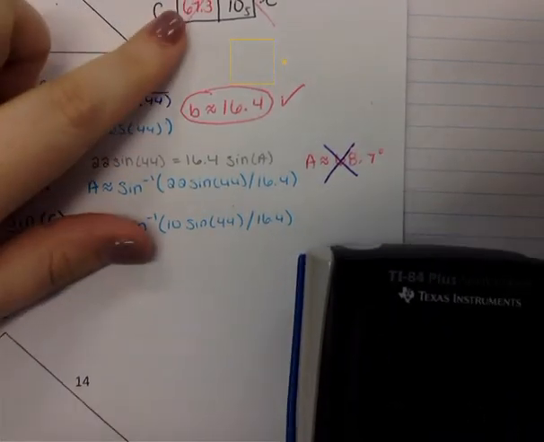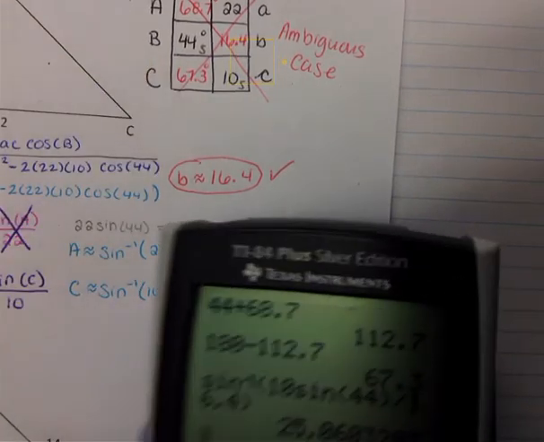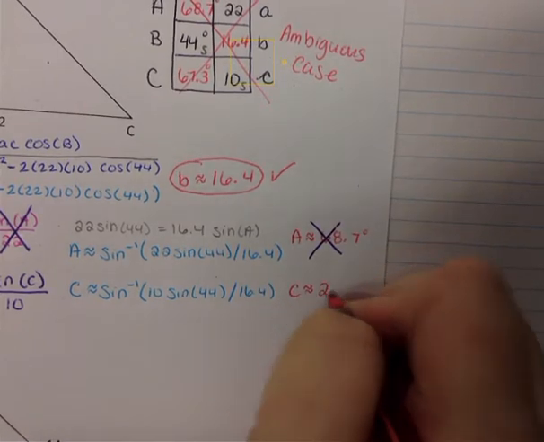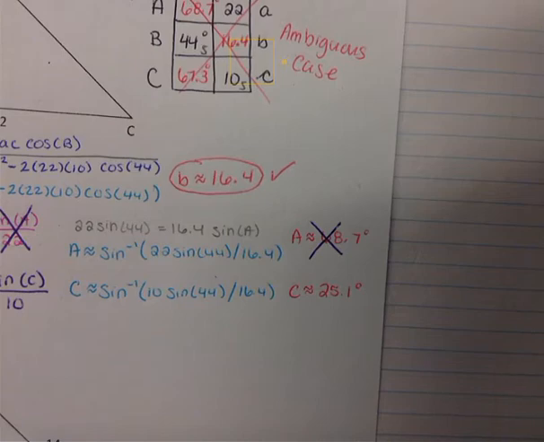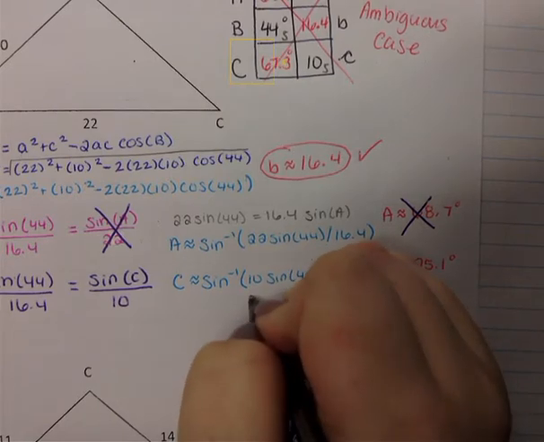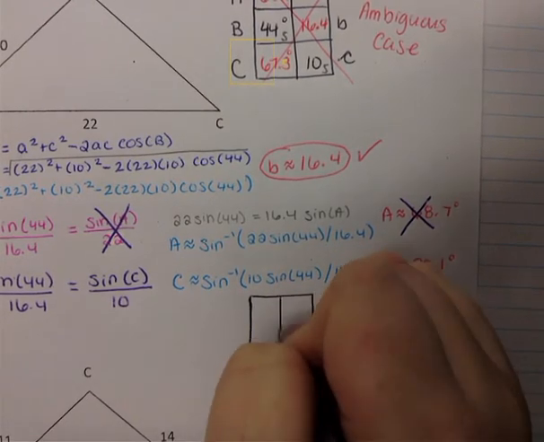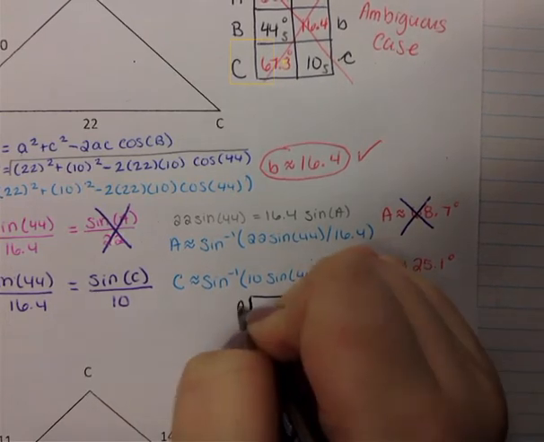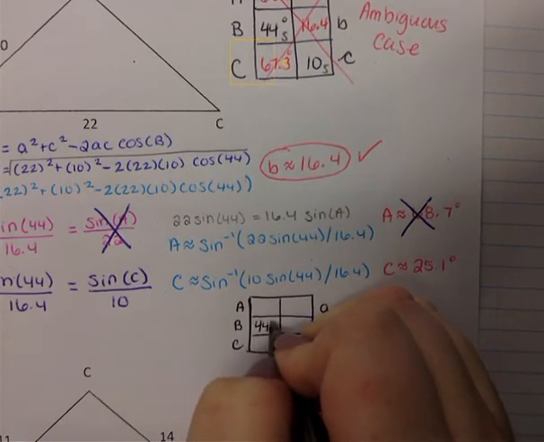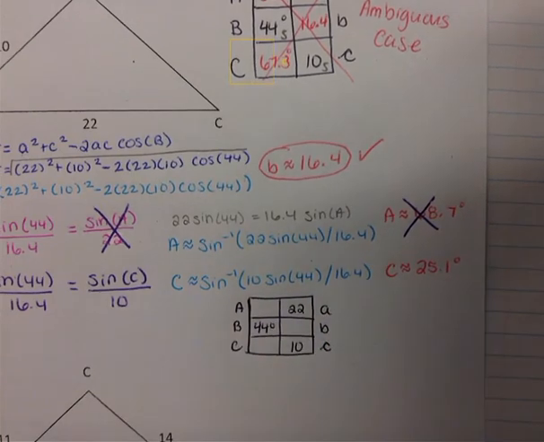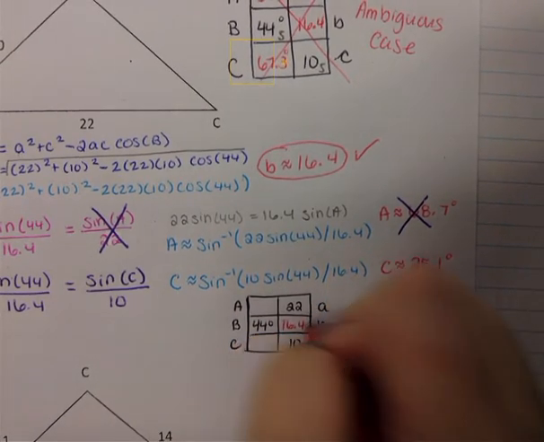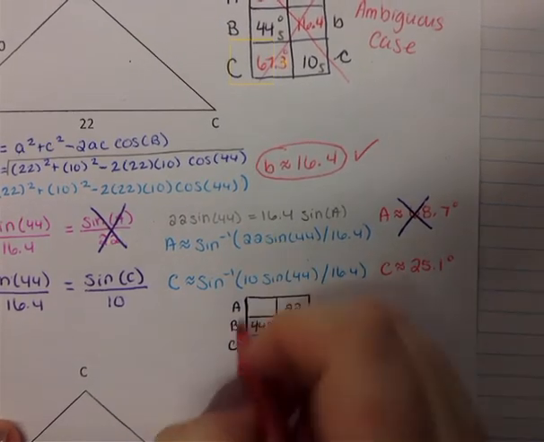Now that is a completely different angle than what we had from up here. So if we say C is approximately 25 and 1/10 degrees, we can make a new chart and see if this will work. So I'm going to fill in my chart again. I have big A, big B, and big C, little a, little b, and little c. I had 44 degrees here, I had 22, I had 10, and I know the B value does in fact work. So that was 16 and 4/10. Now my big C value is 25 and 1/10.